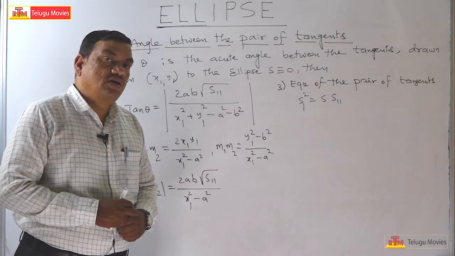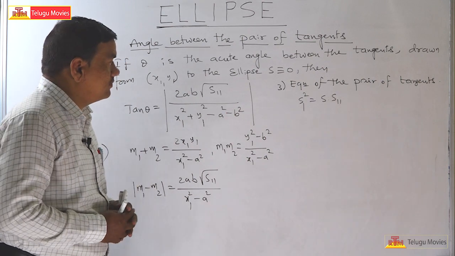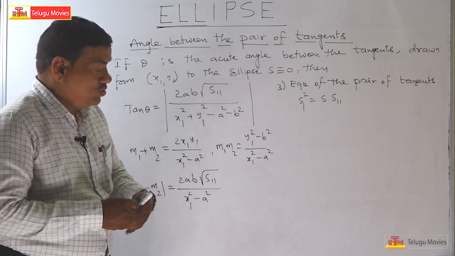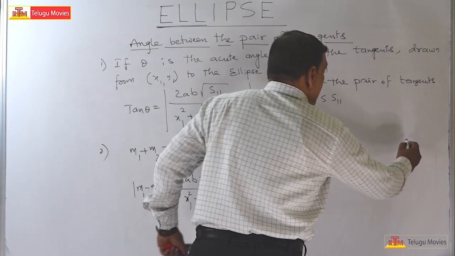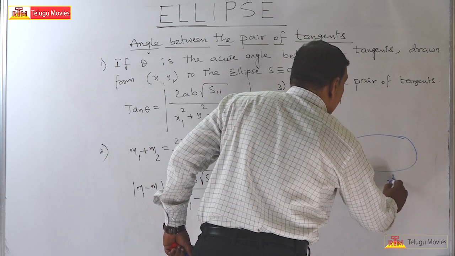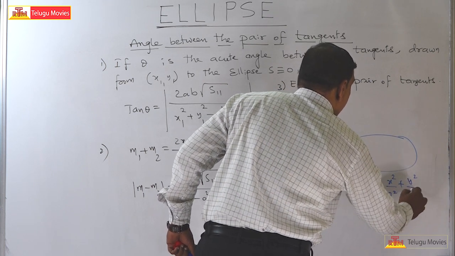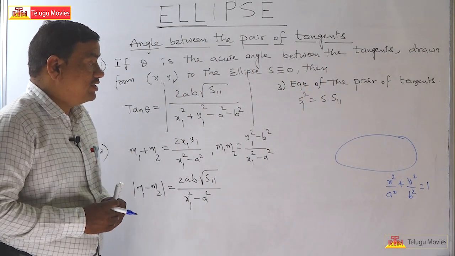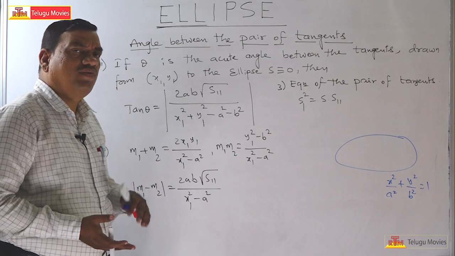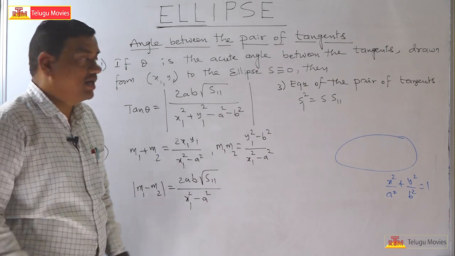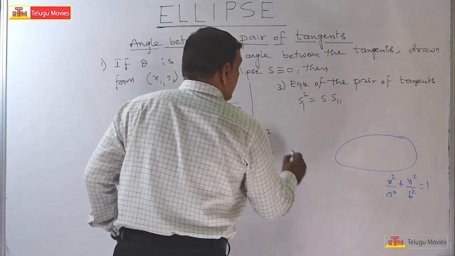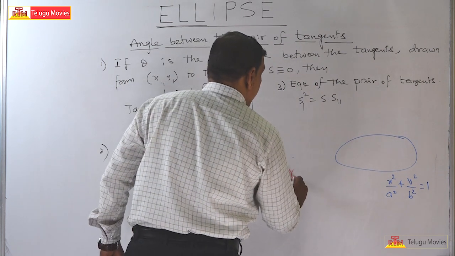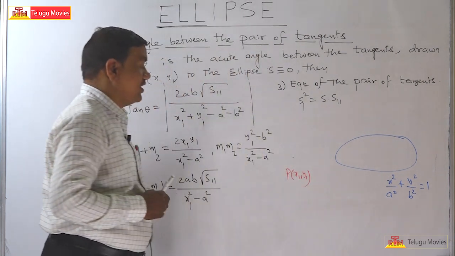Welcome back. So this is regarding pair of tangents. Here all these concepts at a time you learn so that you remember very well. So here the concept is, let us take an ellipse, x square by a square plus y square by b square is equal to 1. Whether a greater than b or a less than b, nothing doing. Let us take an external point P x1 comma y1.